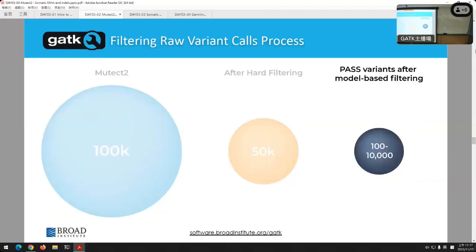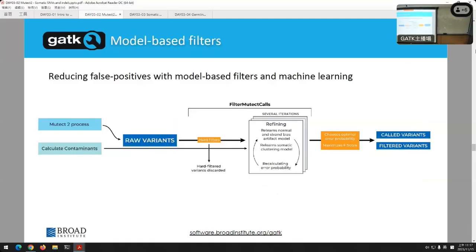So, we've come out of MuTect2, our modified haplotype caller. We've done a passive hard filtering. And in this potential example, we've cut our variants in half. Now we'll do our final step, which is what we call model-based filtering. So this is actually a machine learning stage.